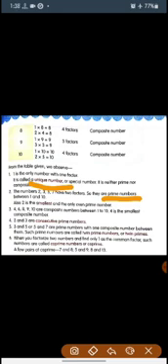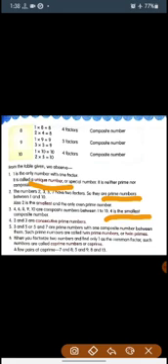4, 6, 8, 9, 10 are composite numbers between 1 and 10. 4 is the smallest composite number. 2 and 3 are consecutive prime numbers, which come one after the other. Here 3 comes just after 2, because of this they are called consecutive prime numbers.